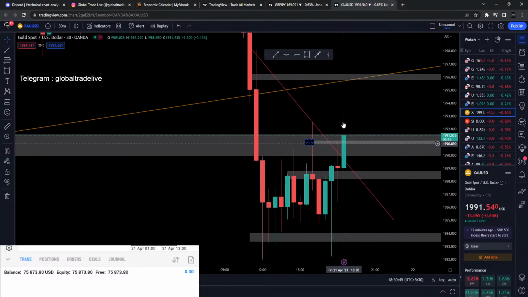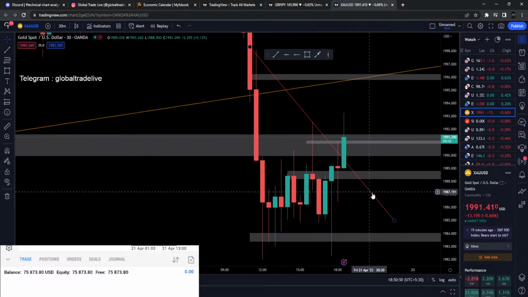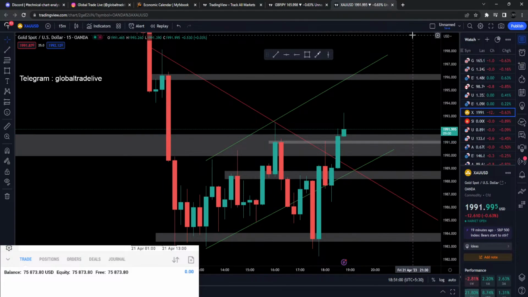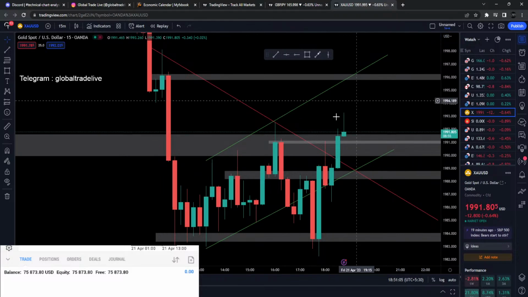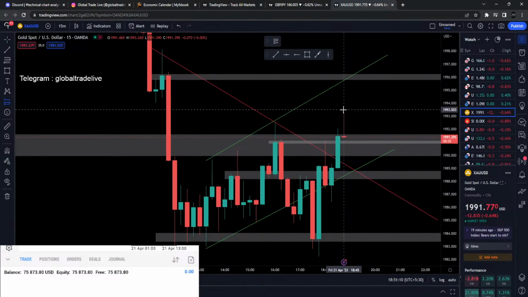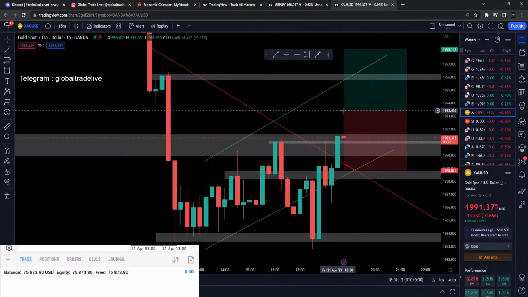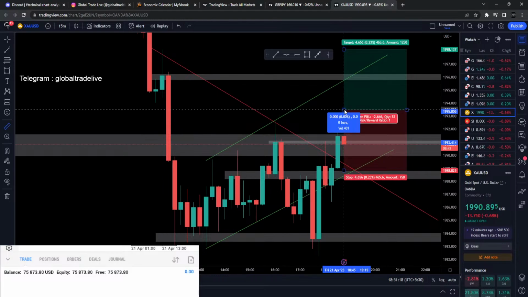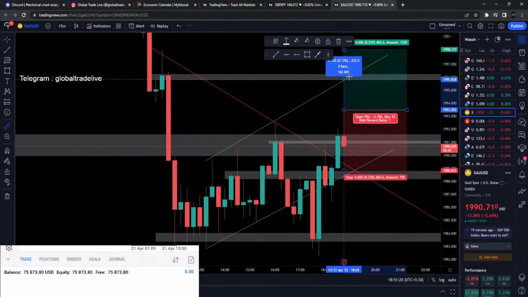I'm wondering in case this 30-minute candle rejects all the way down and closes under this upper trend line, oh my god, a lot of people will be trapped inside this setup over here. So guys, now this candle has created a lower wick. Let me just check the range. The range is 22 pips.